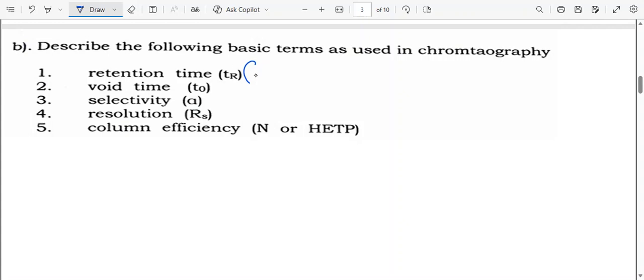That's what we call retention time. So it's given by the TR there, meaning retention time. All right, so that is it. And the other thing that I can talk about under retention time is the formula, which will actually be given as follows.